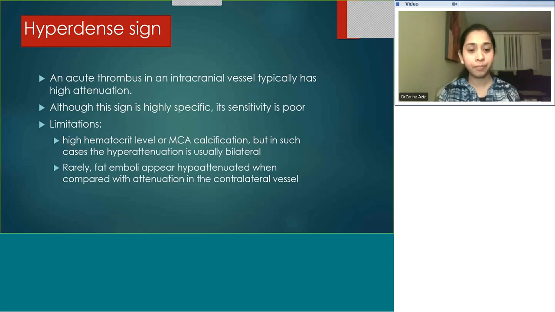What are the limitations? With patients with high hematocrit level, all the vessels will just appear hyperdense and it is difficult to comment on that, and they are usually bilateral. Or when a vessel has calcification, like a middle cerebral artery calcification, which is just hyperdense. So sometimes HU values help. If it is in the range of calcification, then it's ruled out. So it is difficult. And rarely a fat embolus, which is a very rare event, can appear hypoattenuated as compared to the contralateral vessel. So these are the common limitations. However, the hyperdense sign is considered as an important sign.